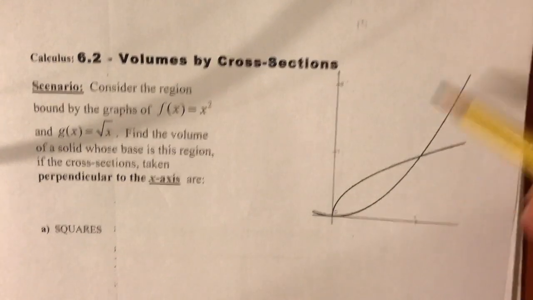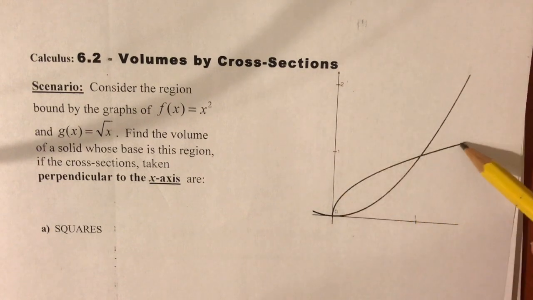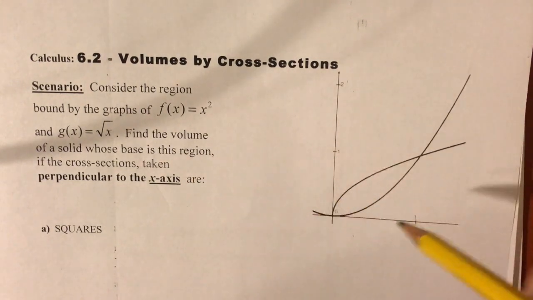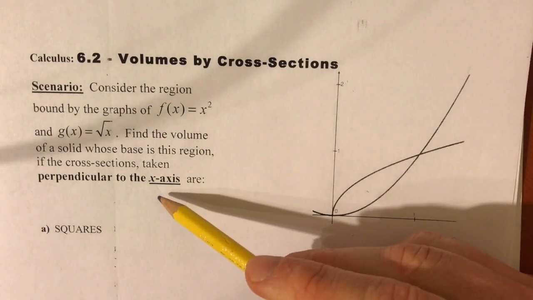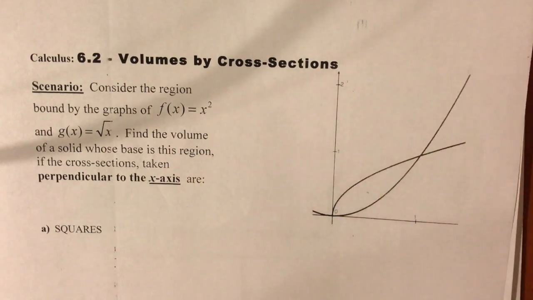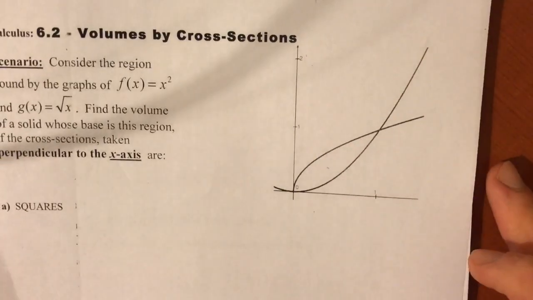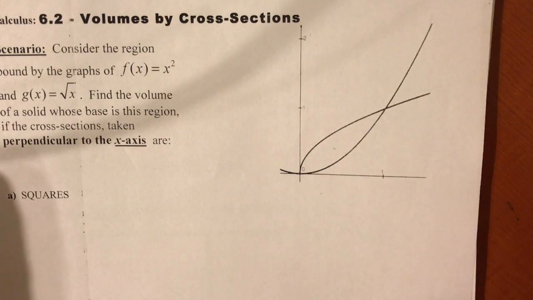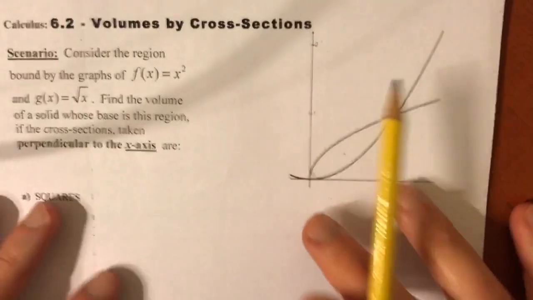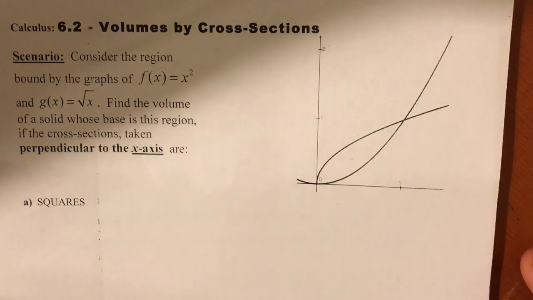Consider the region bound by the graph of y equals x squared and g of x equals root x. Find the volume of the solid whose base is this region if its cross sections, taken perpendicular to the x-axis, are squares, equilateral triangles, semicircles. So that sounds really easy, right? Can you visualize the solid it's talking about? Probably not, which is why we're going to go to a little demo here and hopefully help you visualize it before we just grind out the calculus on it. So without further ado, let's go to that demo.